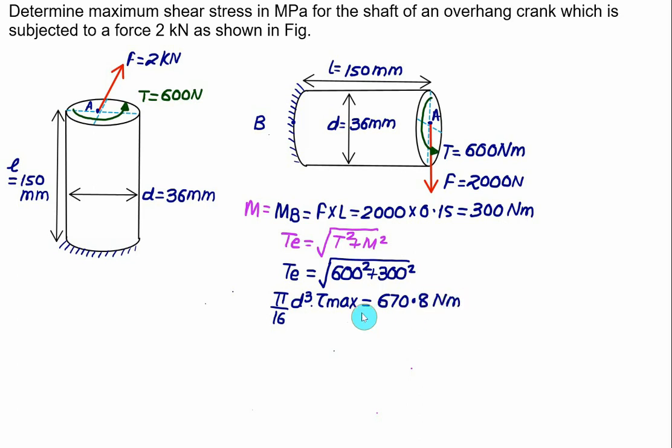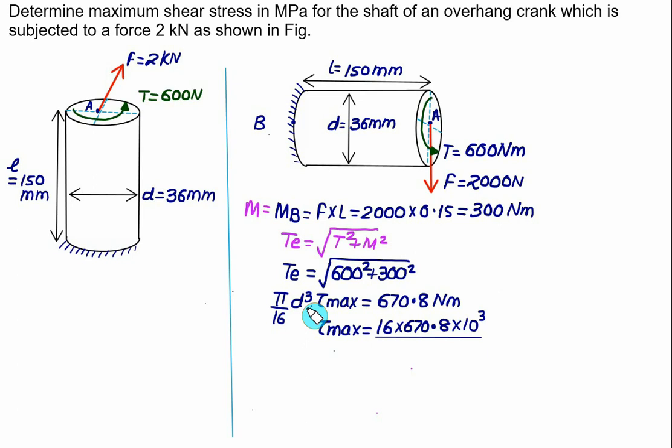From this we can calculate tau max. So we have maximum shear stress equal to 16 times the torque, which is 670.8 Newton meter, so we'll multiply by 10 to the power 3, divided by d cube, and we have diameter equal to 36, so we have 36 cube. The pi is left, so we have to divide by pi also. So we get the value of tau max equal to 73.22. This answer will come in megapascal.